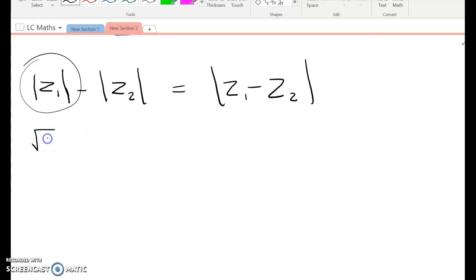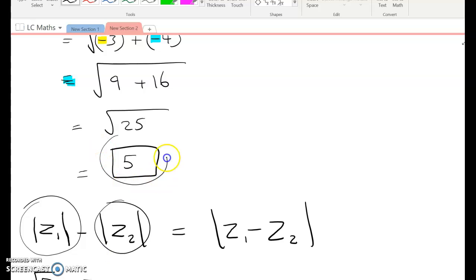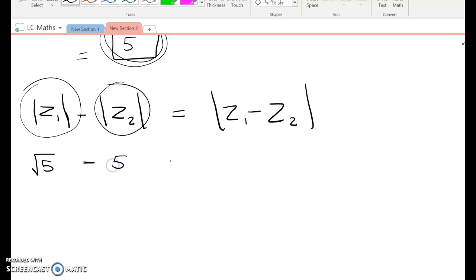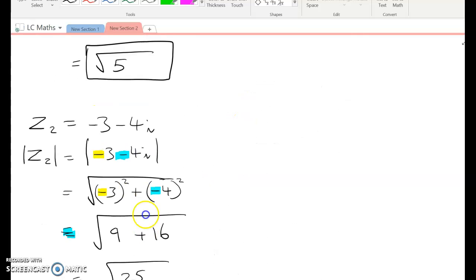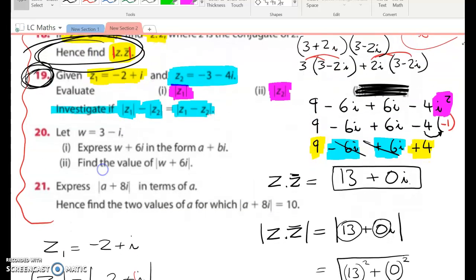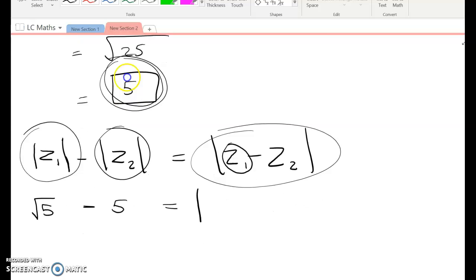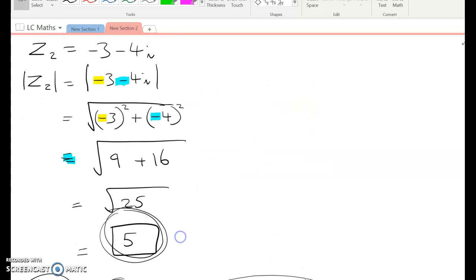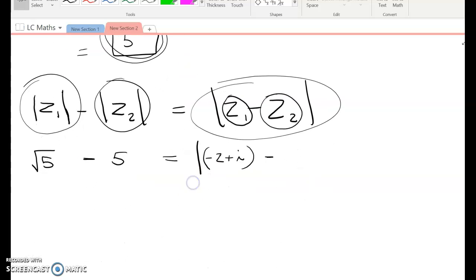So they're asking us to see, is the square root of 5 minus, now we already have this, we did it here, remember? We got the answer is 5, is equal to, we haven't done this. We're going to have to do this. How do you do it? Well, sub in Z1. What's Z1? It's given in the question. It's minus 2 plus i. Minus, sub in Z2. What's Z2? Minus 3 minus 4i.